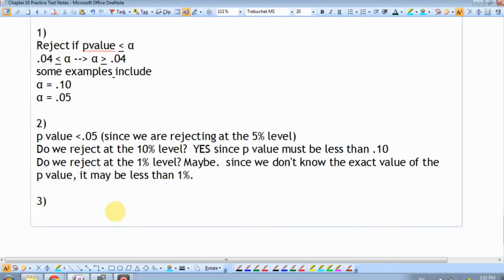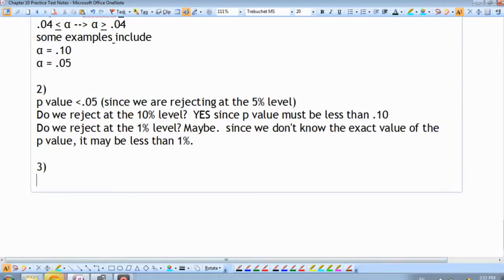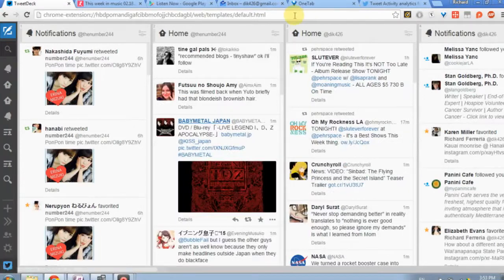All right, number 3. We have a test, mu equals 100 against mu not equal to 100. Sample size is 80. We have a test statistic of z equals 0.8. What is that p-value? Okay, and then I think for this one, what is this?